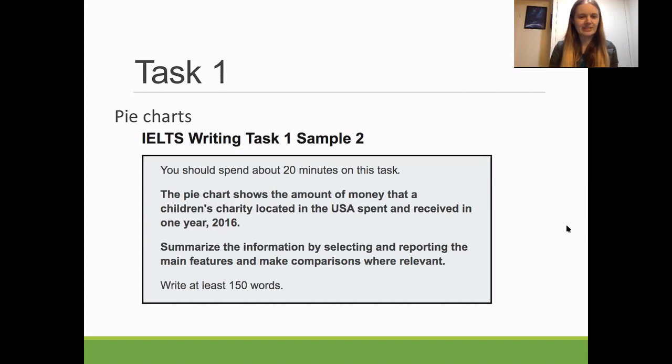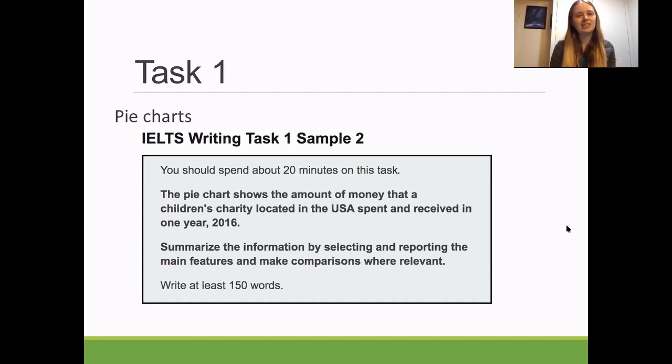From the IELTS test, it says you should spend 20 minutes on this task. And then the question is, the pie chart shows the amount of money that a children's charity located in the USA spent and received in 1 year, 2016. Summarize the information by selecting and reporting the main features and make comparisons where relevant. Write at least 150 words.